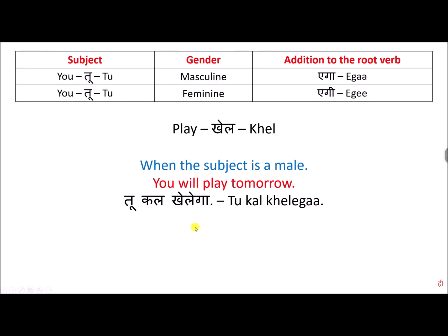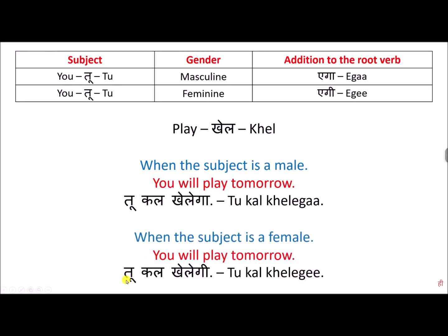Okay? If we are referring to a female, then tu kal खेलेगी. खेल is the root verb, egi is added to it. Okay? Now, you know that tu is an intimate way of addressing. Intimate and also insulting if you do not know the person. So better avoid it. Okay?